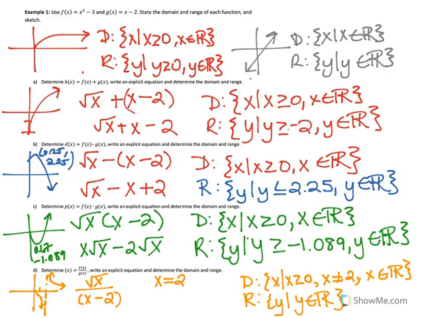I am less concerned with the range in these questions as the domain. Domain is something you should always be able to find. Range is kind of like an added bonus. Okay, so that's how you combine them algebraically.